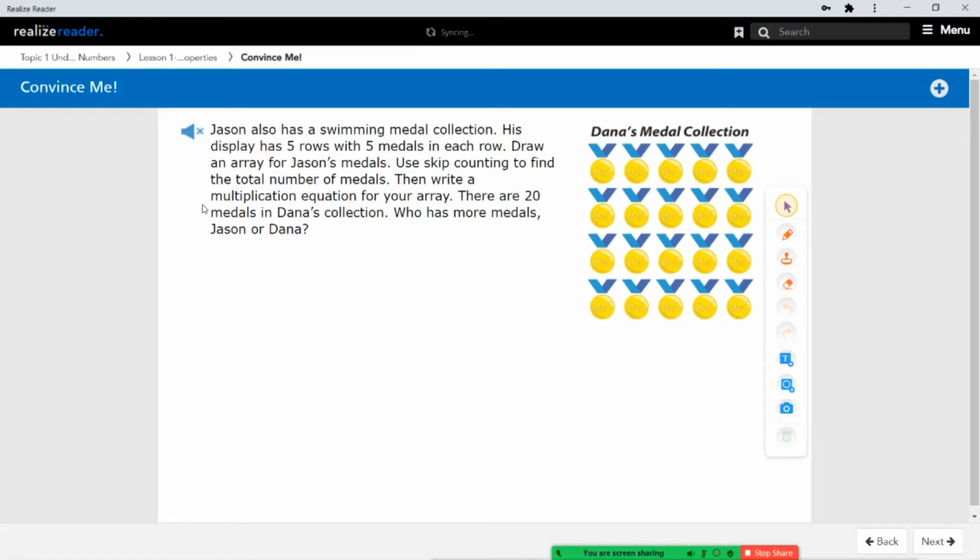Jason also has a swimming medal collection. His display has 5 rows with 5 medals in each row. Draw an array for Jason's medals. Use skip counting to find the total number of medals. Then, write a multiplication equation for your array. There are 20 medals in Dana's collection. Who has more medals, Jason or Dana?